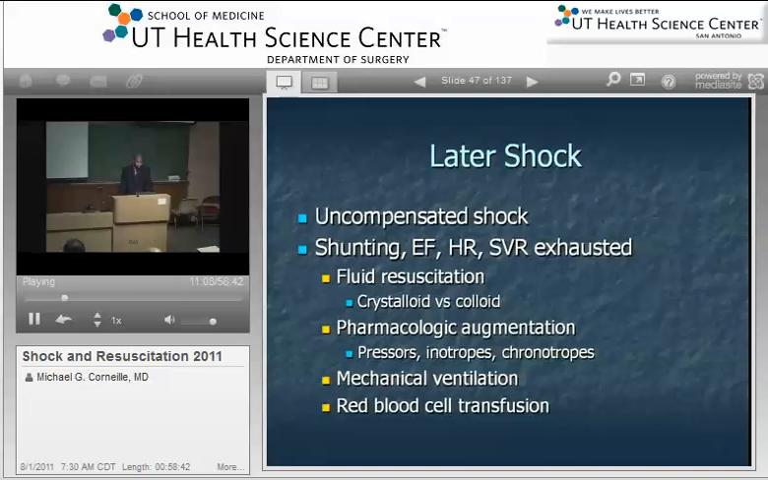In uncompensated shock, shunting, ejection fraction, all of those mechanisms are essentially exhausted. And so some resuscitation must occur, otherwise this will lead to an irreversible state. And this can occur through fluid resuscitation. It's been described through pharmacologic augmentation. So all of this depends on what the etiology of the shock is. Mechanical ventilation to increase oxygenation, red blood cell transfusion to increase hemoglobin. All of these are mechanisms by which oxygen delivery can be enhanced.